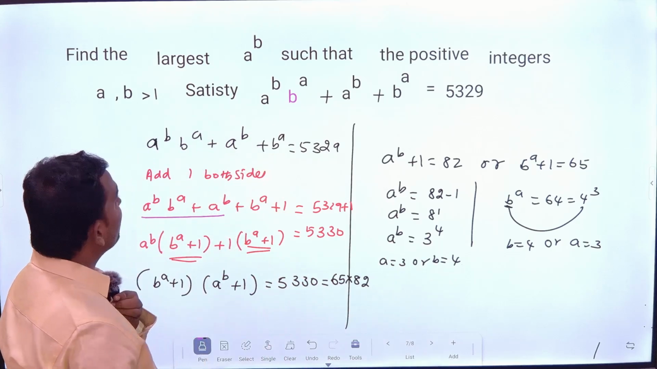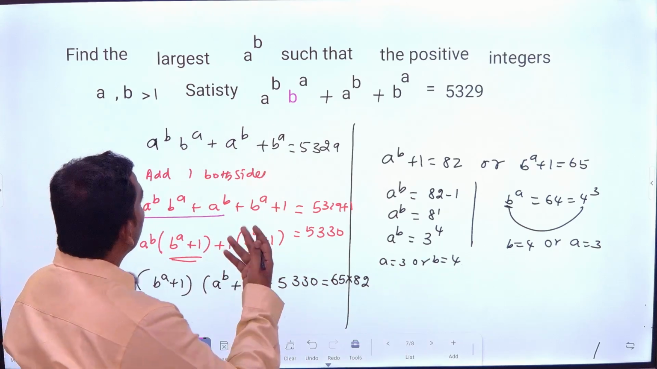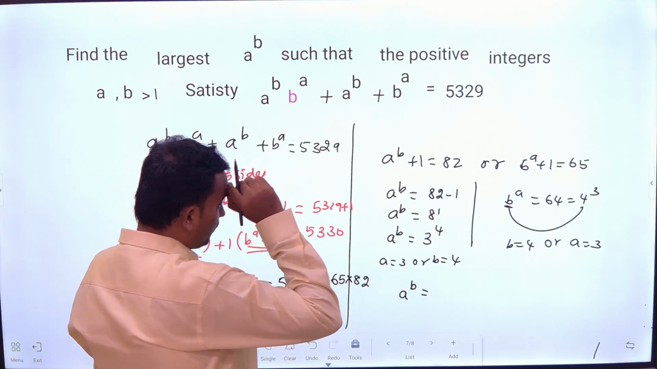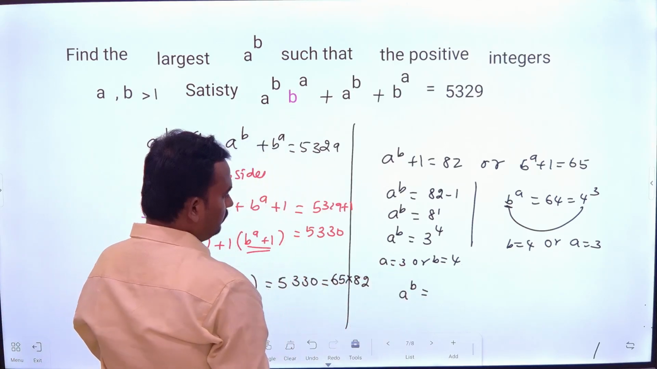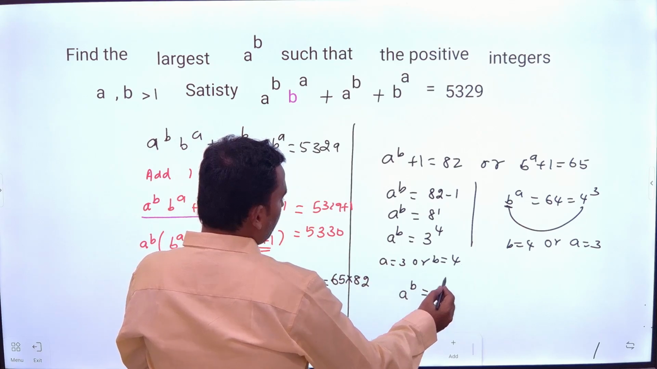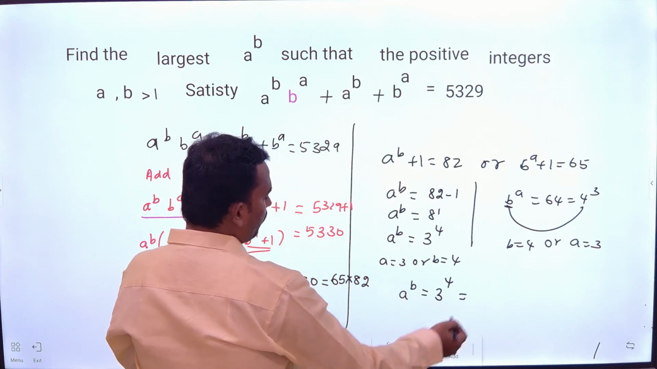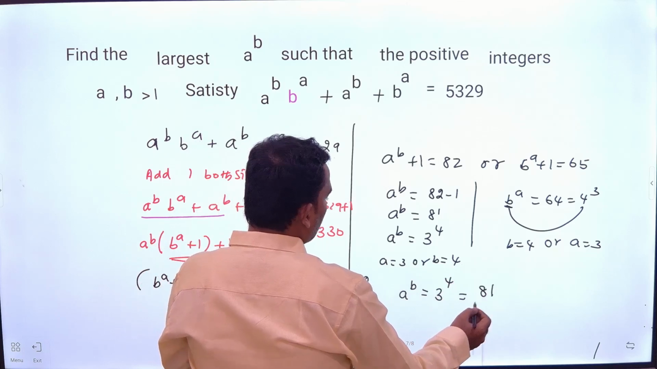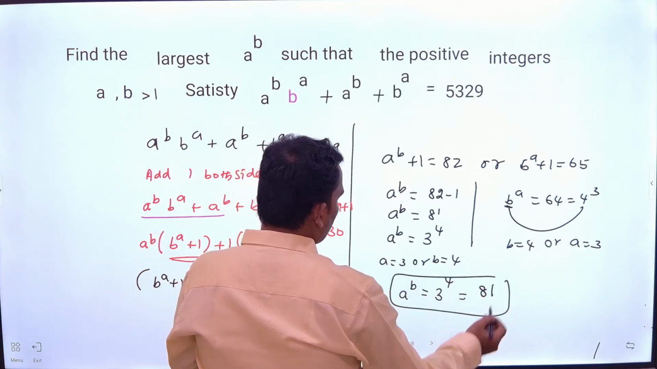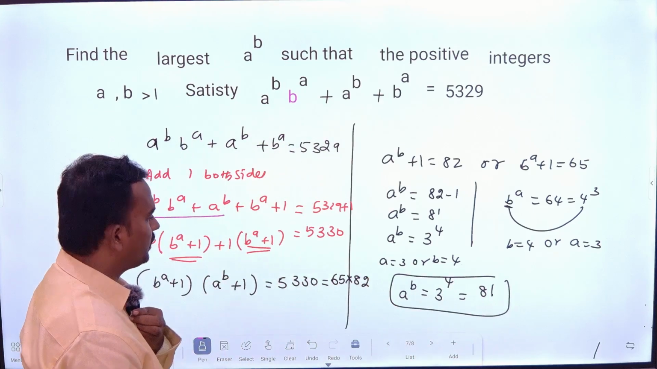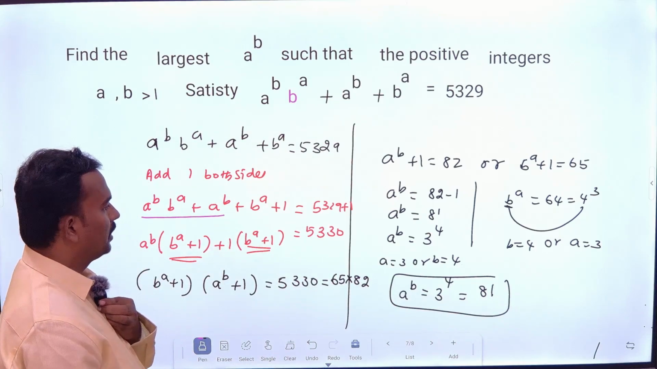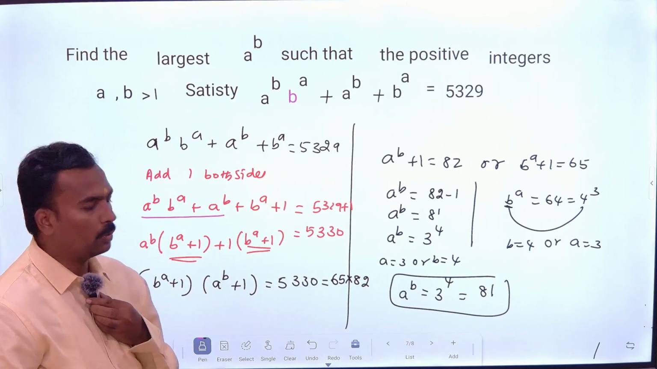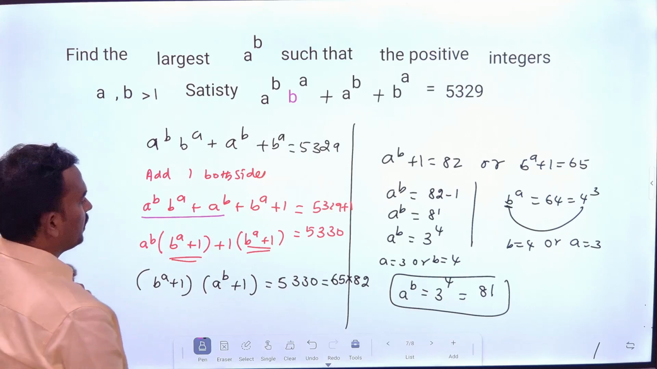They're asking what is the largest a power b. The largest will be 3 power 4. 3 cubed is 27, and 3 power 4 is 81. That is the answer. I hope all of you understood this one.